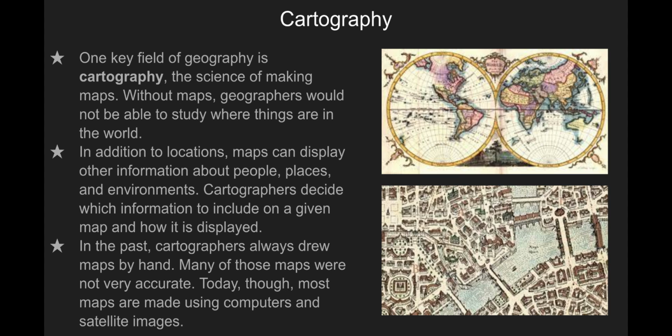First one, cartography. One key part of geography is this. This is the science of making maps. Without maps, geographers would not be able to look at the planet. In addition to locations, maps can display information about people, places, and events. In the past, people always drew the maps by hand. Many of these maps were not very accurate. Today, though, most maps are made through computers and satellites.